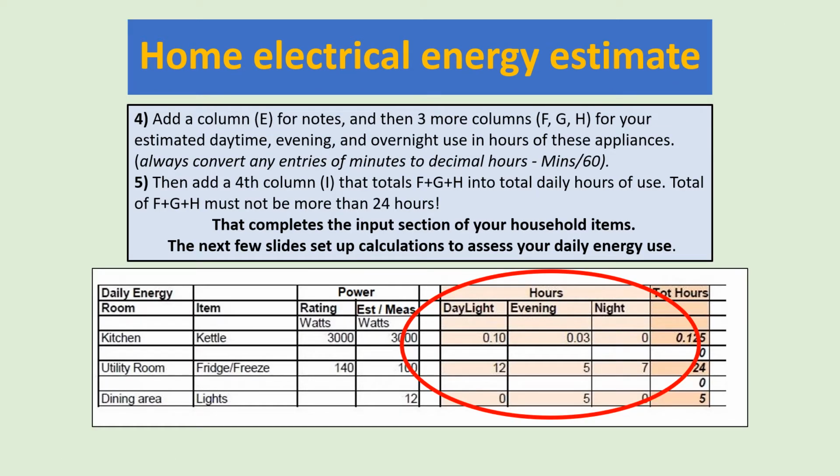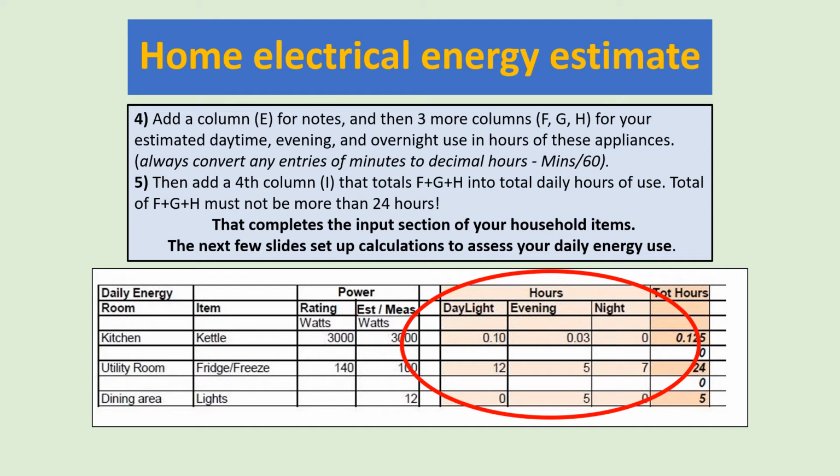Add a column E for notes, and then three more columns, F, G and H, for your estimated daytime, evening and overnight use in hours of these various appliances. Always convert any entries of minutes into decimal hours, minutes divided by 60. These periods relate to your own lifestyle. When you don't have lights on during the day, for example, evening when perhaps you do more different things, and overnight when you're in bed and probably nothing is running other than a fridge freezer and maybe one or two timers.